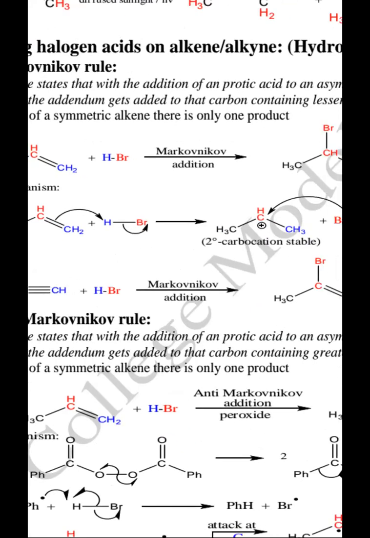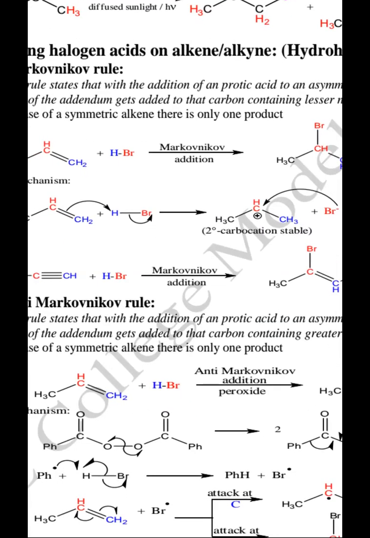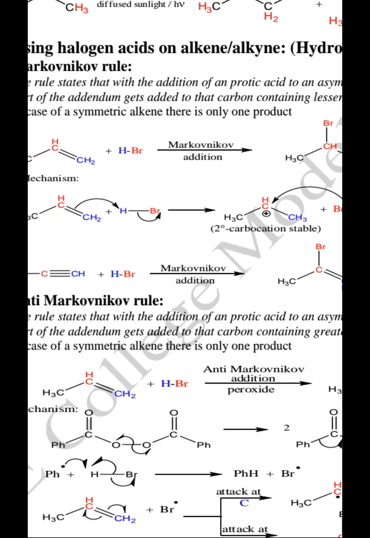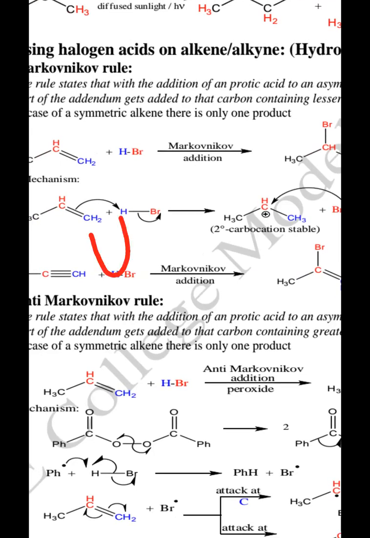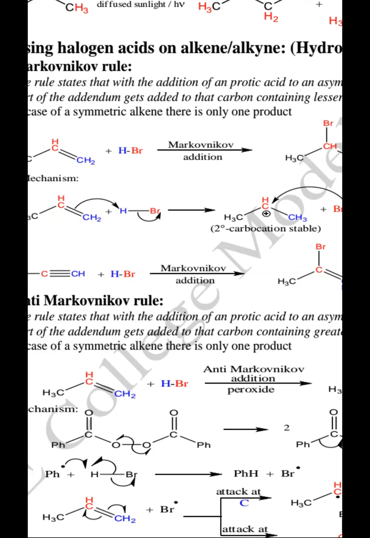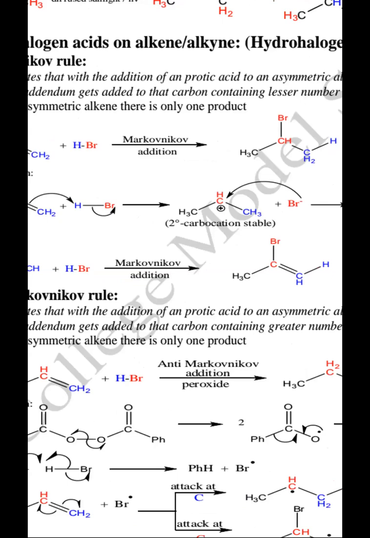You can see here the 2-degree carbocation that is being produced, that is, hydrogen went to the terminal carbon, creating a vacancy here. That is why the plus charge has been formed at that carbon, and we have got a 2-degree carbocation which is more stable. A bromide ion, which came out after the abstraction of hydrogen from HBr, attacks the carbocation and forms the product.